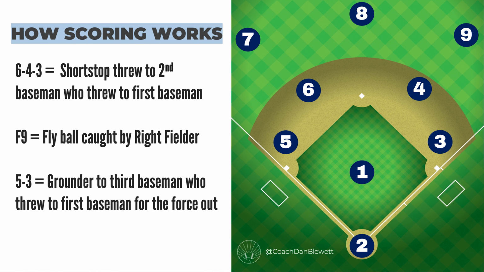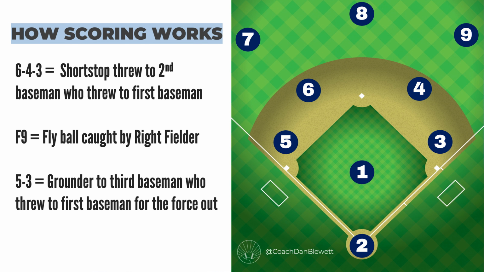Now, you've probably heard of a 6-4-3 double play. That's when the shortstop gets a ground ball, throws to the second baseman who's covering second, who then throws it on to first to get the double play, to complete those 2 force outs. So the shortstop, number 6, throwing to number 4, throwing to number 3, makes that a 6-4-3 double play. Now, if they didn't get the out at second, say the runner beat it, and it was still the shortstop throwing to the second baseman who threw to the first baseman, it would just be a 6-4-3 regular put out, one out.